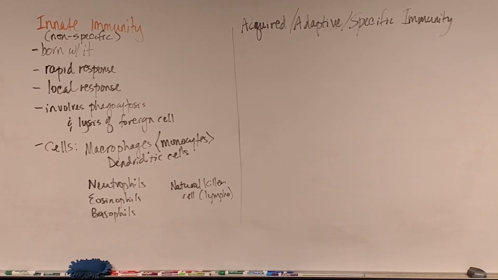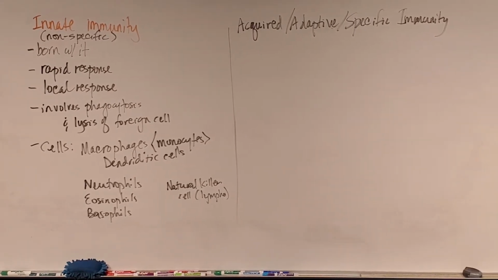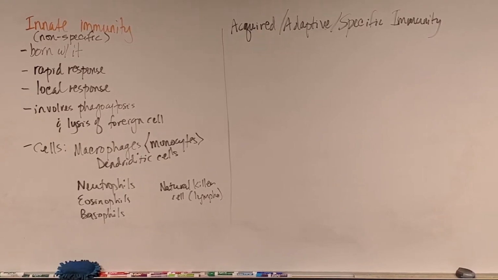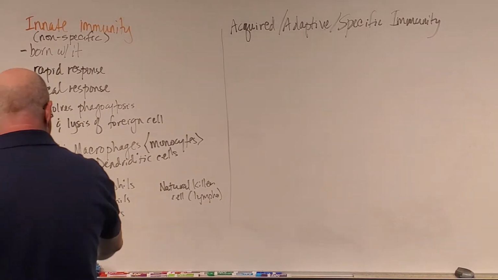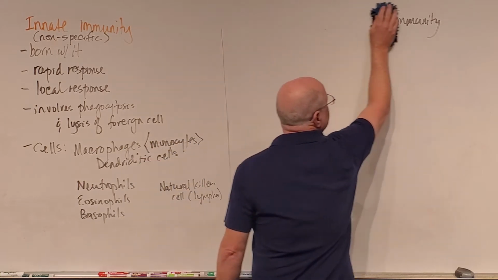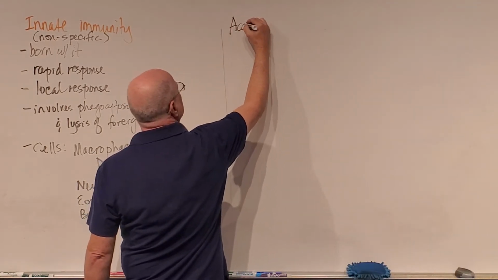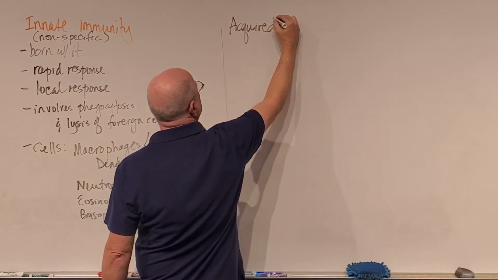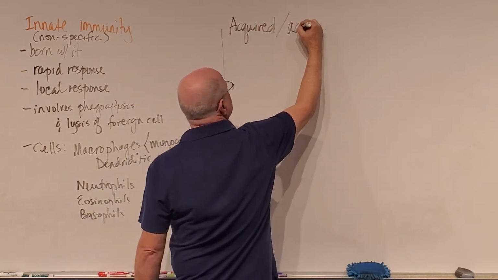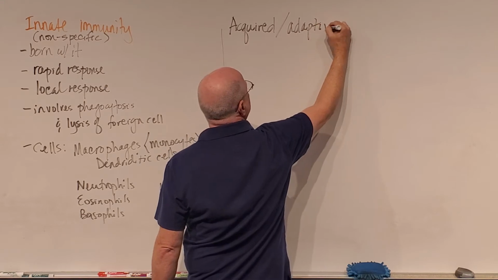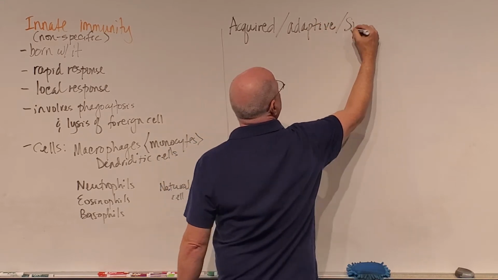So when it comes to acquired immunity, adaptive immunity, or what we call specific immunity, and let me rewrite that. That's a little bit messy, and my marker is starting to get a little bit faint. But in what is called acquired immunity, also called adaptive or specific immunity.